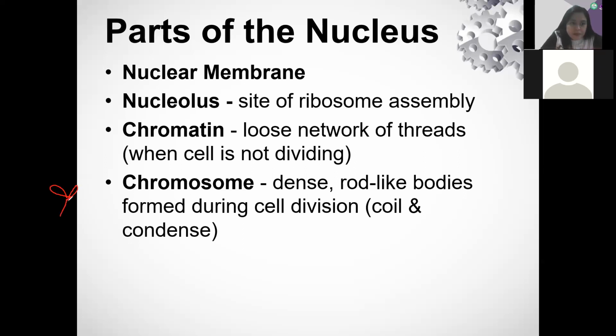Okay? So for example, ganito yung chromosomes natin, right? This carry our genetic material, our genes. Now, if hindi siya nagde-divide, we call that chromatin. But during division, we call it chromosome. Okay? So pag loose threads lang kasi siya, chromatin yan siya. But again, during division, we have dense rod-like bodies na mafo-form, we call it chromosome. So they are coiled and also condensed. So all of these are found in our nucleus. Okay?